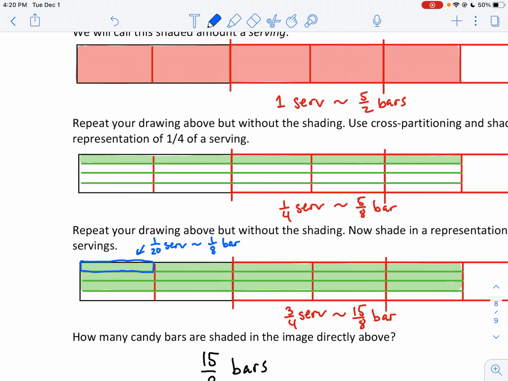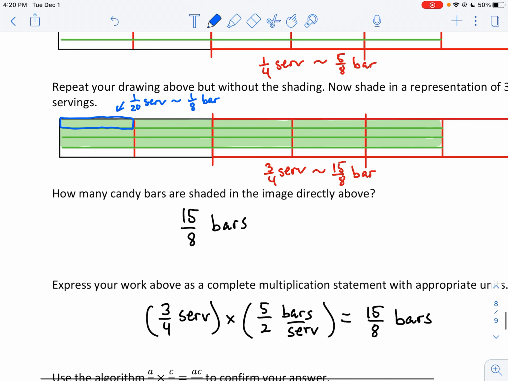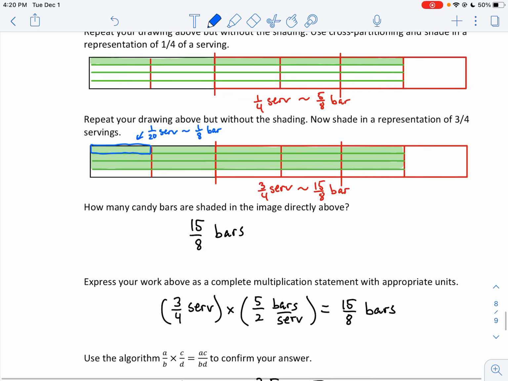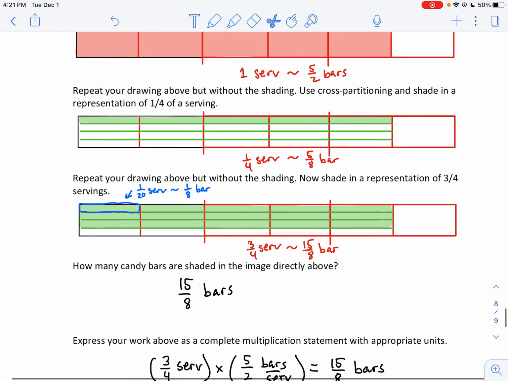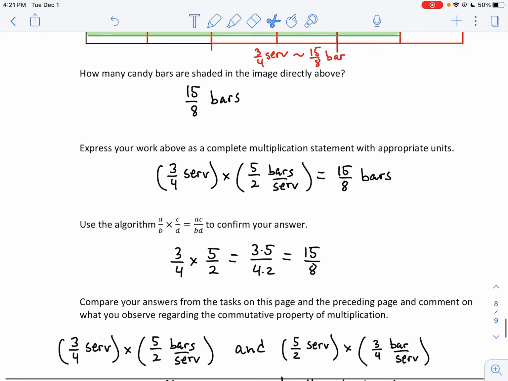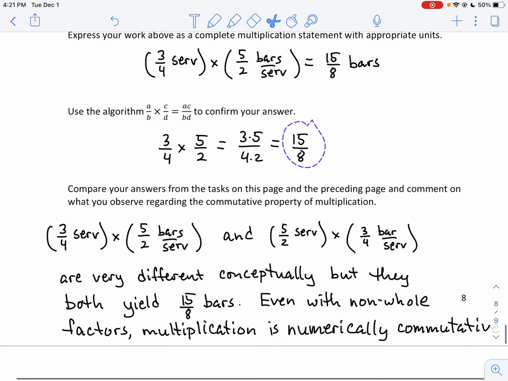And what's shaded in green is 15 of those blue boxes. So you have 15/8 of a bar shaded in green now. So that's how many candy bars are shaded in the image directly above. And when I say directly above, I meant to focus only on this image here. I think some people focus on all these images and combine them together to make something, but that's not what was intended. And then to put this into a multiplicative structure, we have 3/4 servings times 5/2 bars per serving. The bars per serving is the multiplicand. That's the 5/2 bars per serving. It gives me a total of 15/8 bars.